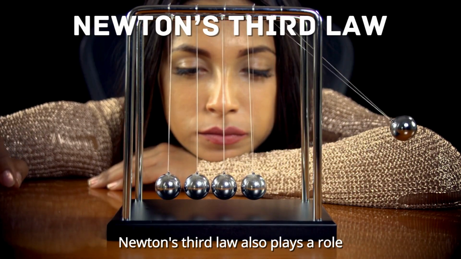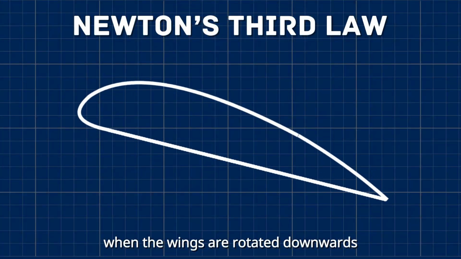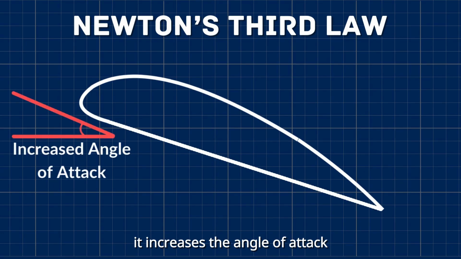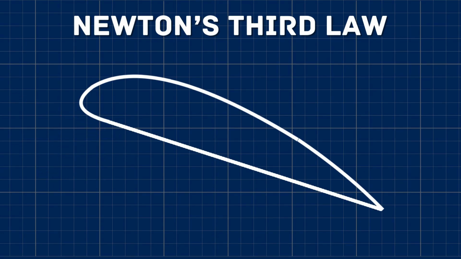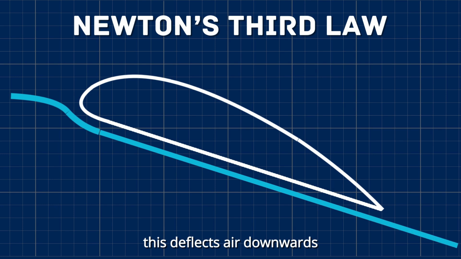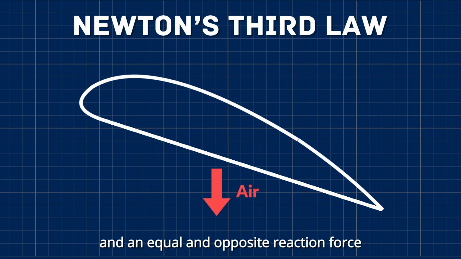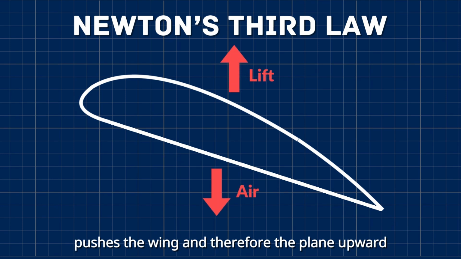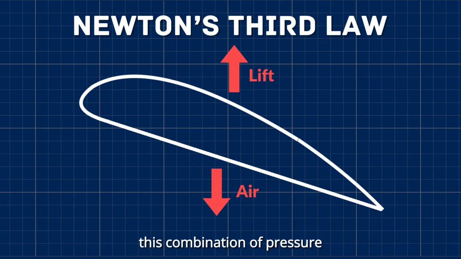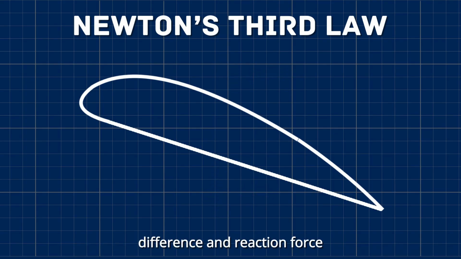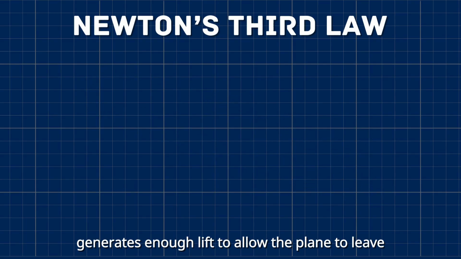Newton's third law also plays a role. When the wings are rotated downwards, it increases the angle of attack. This deflects air downwards and an equal and opposite reaction force pushes the wing and therefore the plane upward. This combination of pressure difference and reaction force generates enough lift to allow the plane to leave the ground.